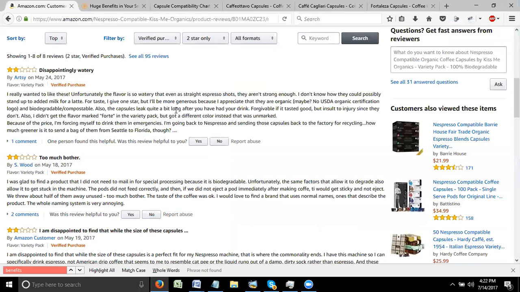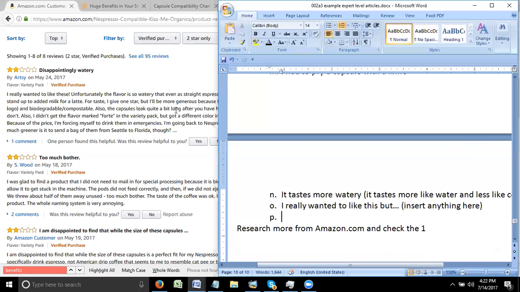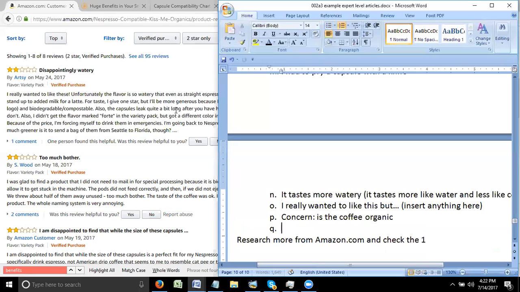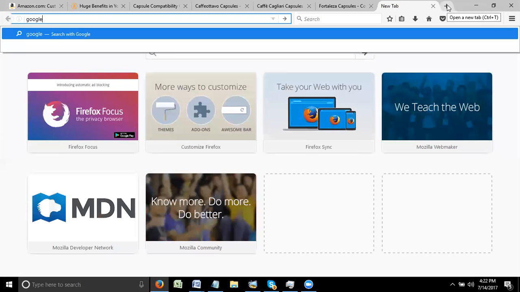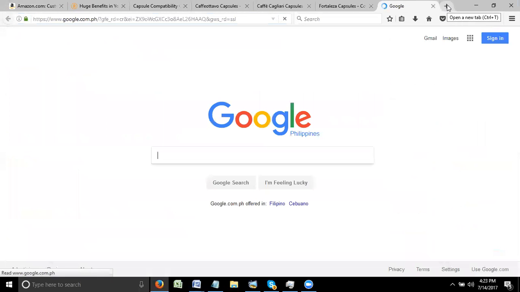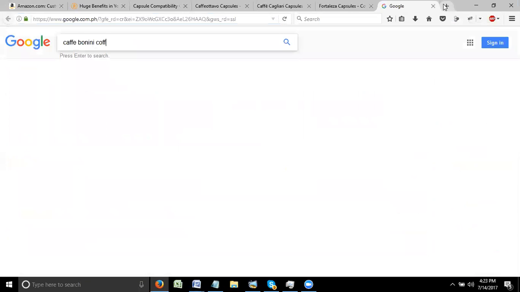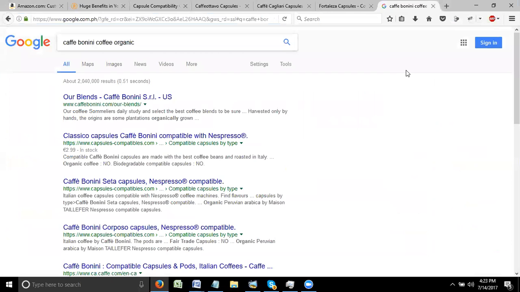Let's add milk for a latte. Should they be organic? Yeah, another concern for the readers might be, is the coffee organic? Now, I don't know if Cafe Bonini uses organic coffee or not, or AU Cafe uses organic coffee, so that might be a good time to do an immediate research here. Oh, wow. It is organically grown.